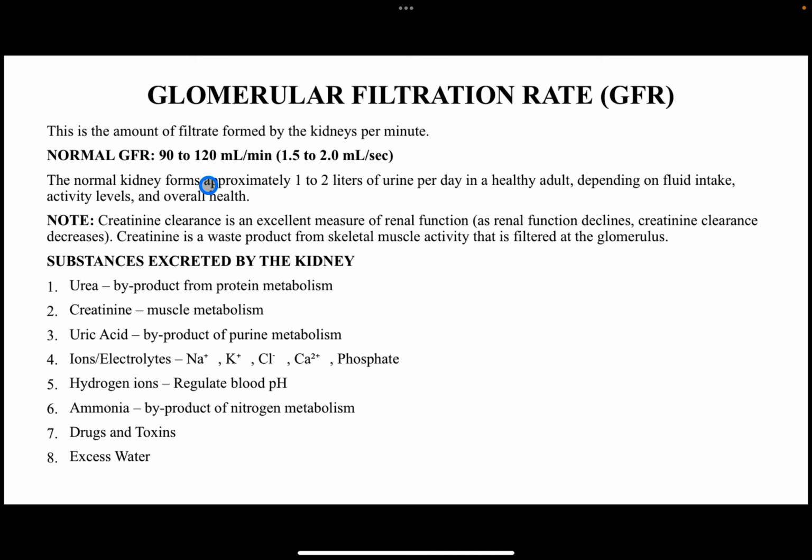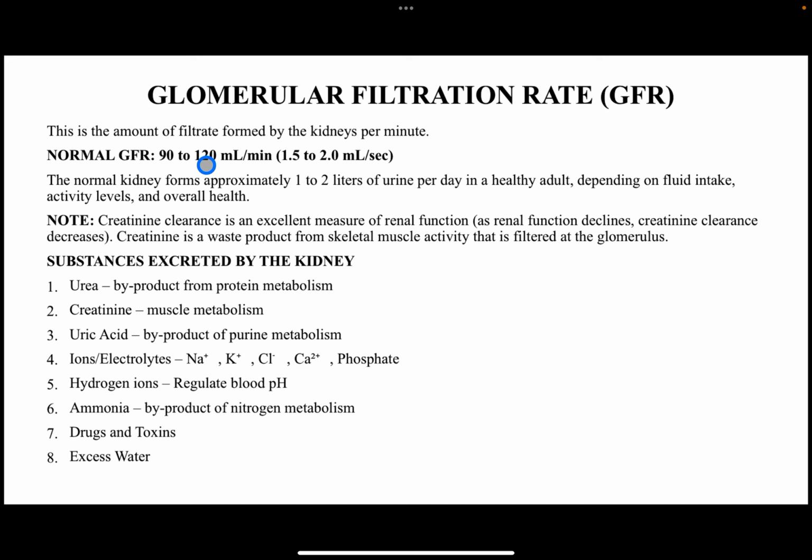Okay, now if we are looking at it in a range for a healthy adult, we expect that the glomerular filtration rate should be between 90 to 120 mL per minute. By conversion, that is the same as 1.5 to 2.0 mL per second.